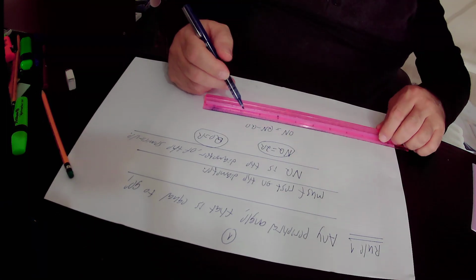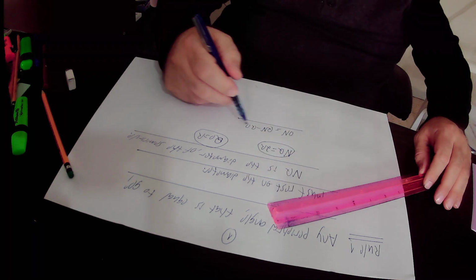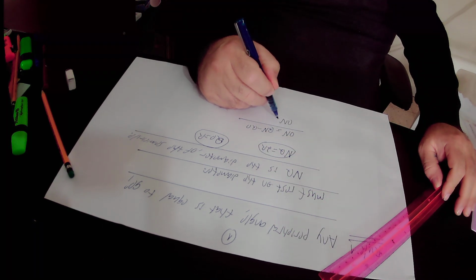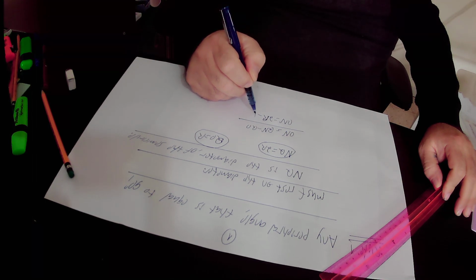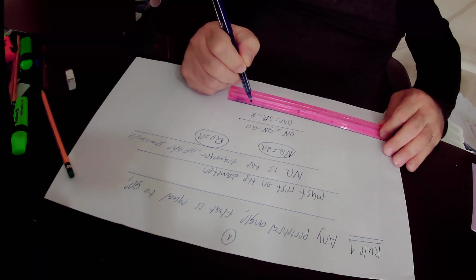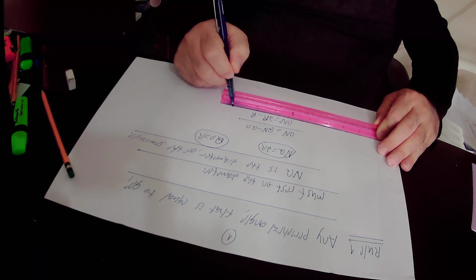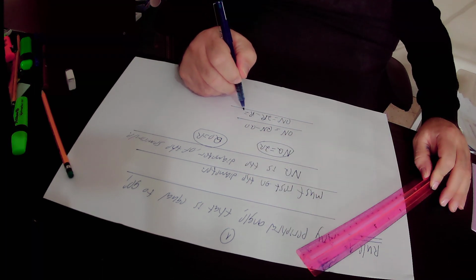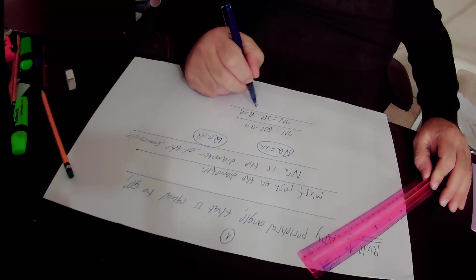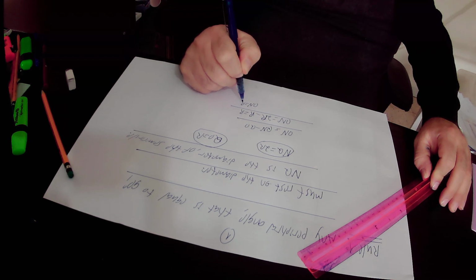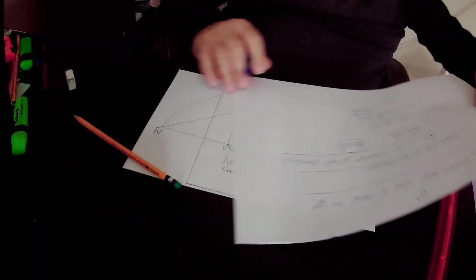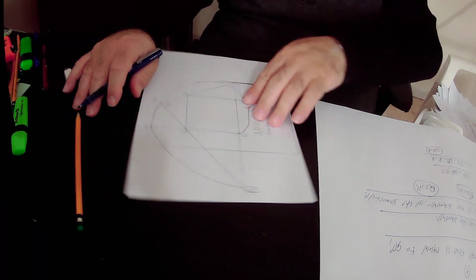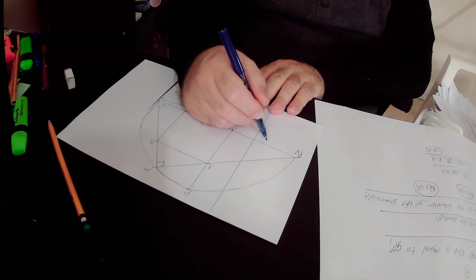So actually we found out that ON equals QN, that is 2R, this is the diameter, minus QO, that is the radius, that is R. ON equals 2R minus R, that is R. ON equals R. That is the radius of the semicircle and also the radius of the quarter circle. So we can write here that ON is equal to R.